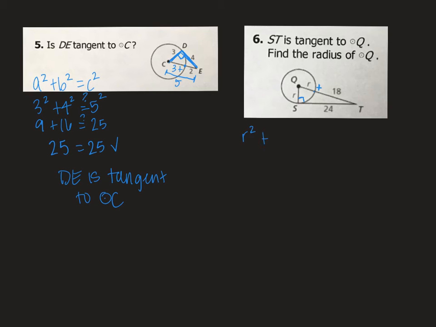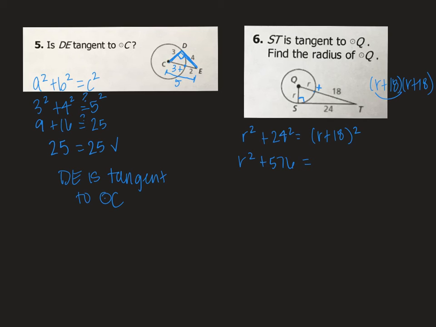So R squared plus 24 squared is going to equal (R plus 18) squared. So when we start simplifying this, on the left side we have R squared plus 576. Now on the right, that (R plus 18) squared, remember you cannot just distribute that square, because that's the same thing as having (R plus 18) times (R plus 18). So we have to FOIL that out.